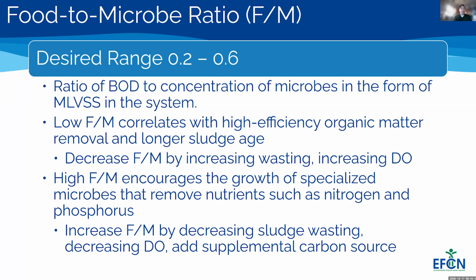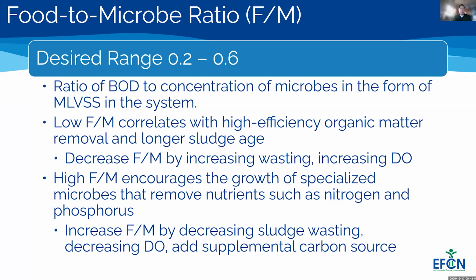And again, to decrease your F to M, you may want to increase wasting and increase your DO. And if you have too low of an F to M ratio and want to increase it, you may decrease your sludge wasting, decrease DO, and add a supplemental carbon source.